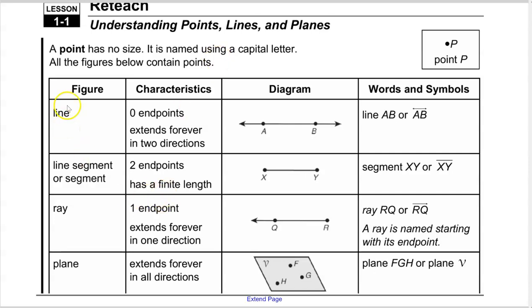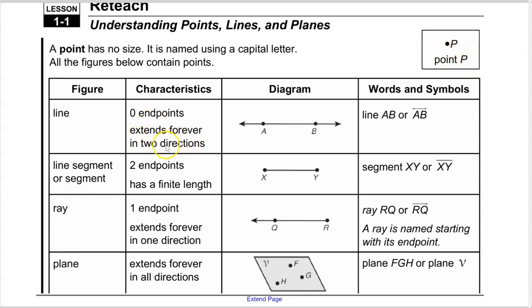So first we've got the point. A point has no size. The name used is a capital letter, and all the figures below contain points. So everything down here contains points, right? And this is how you show a point. You use a little dot right here, and you say a dot and the capital letter, or you say point P.